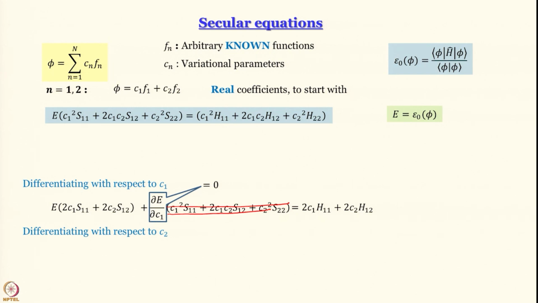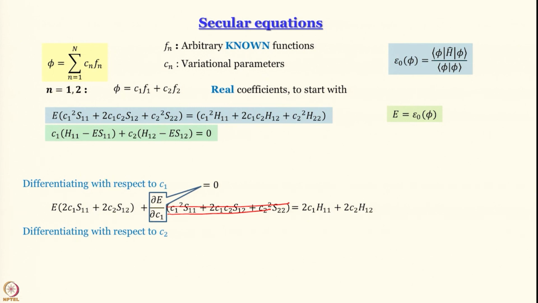Okay. So, you differentiate with respect to C1 and this is what you get, right. You just bring it to this side. What happens? Everything is multiplied by 2, so 2 cancels. So, C1 multiplied by H11 minus E into S11, this is what we get here, and we could have put a minus sign in front of that, it would not have changed, it is equated to 0 anyway.